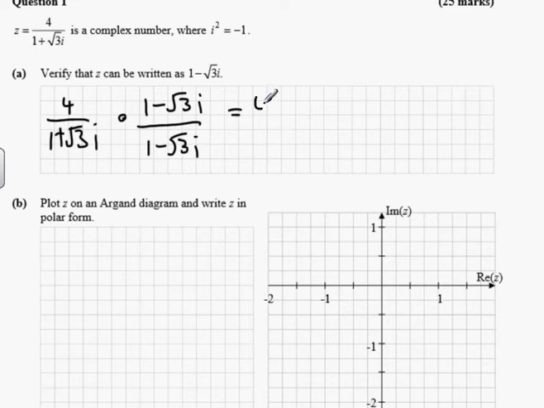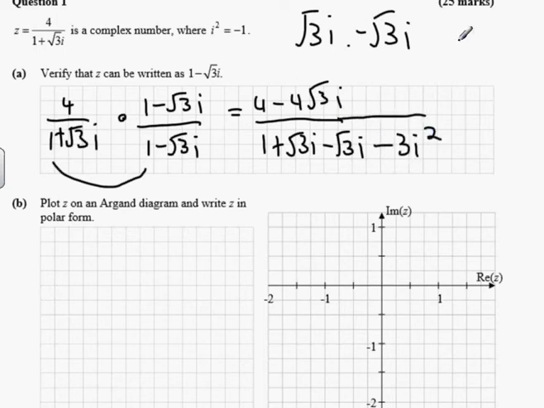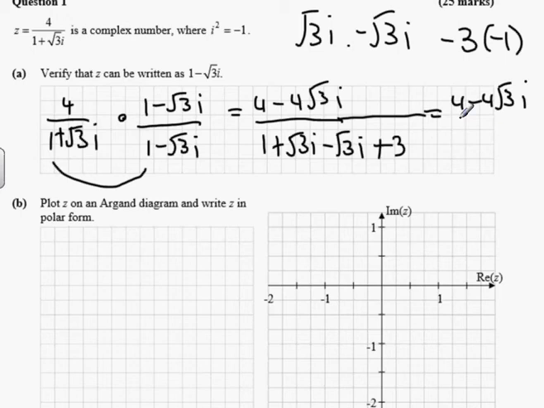You're going to get a 4 minus 4 root 3i on top. This is the difference of two squares, so you're going to get 1 multiplied by 1 is 1. You're going to get plus root 3i, you're going to get minus root 3i, and then at the very end you're going to have root 3i multiplied by minus root 3i. Anybody know what that is? Minus 3i squared. And minus 3i squared is another way of saying minus 3 times minus 1, which is plus 3. So you can do that in one fell swoop, plus 3. Now all of a sudden you're going to have a 4 minus 4 root 3i all over 4.